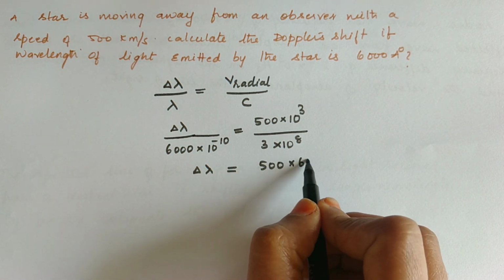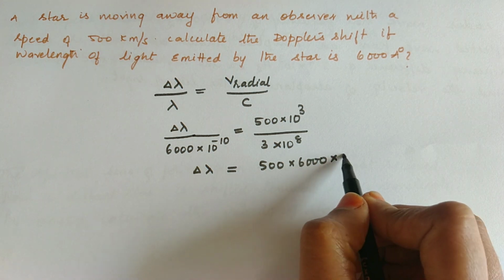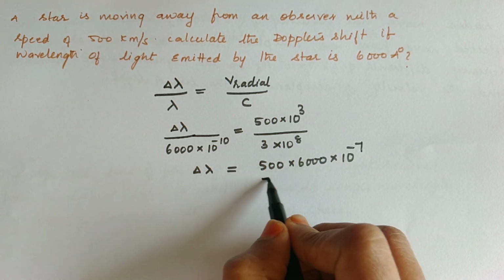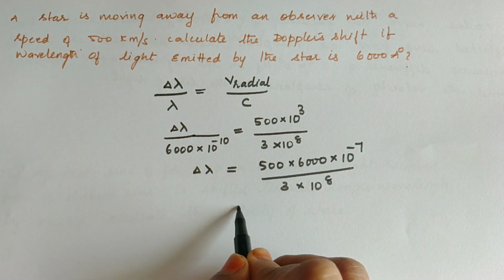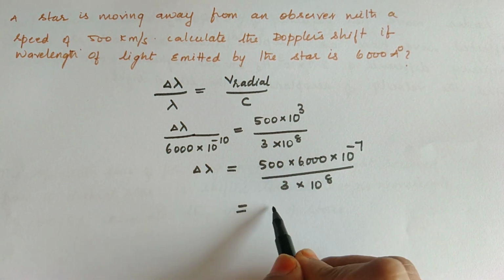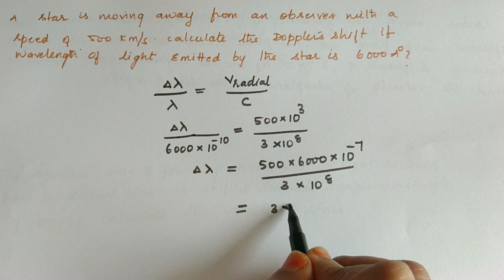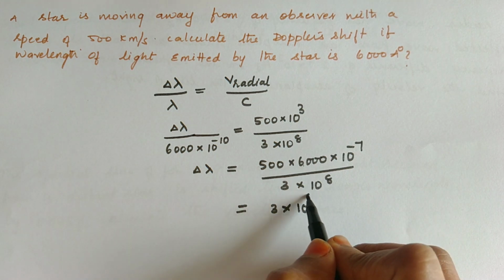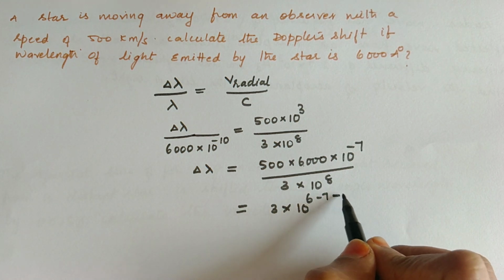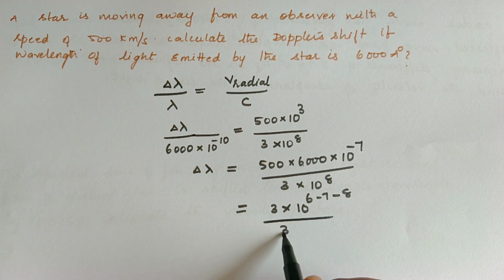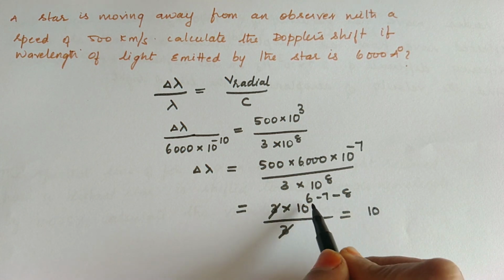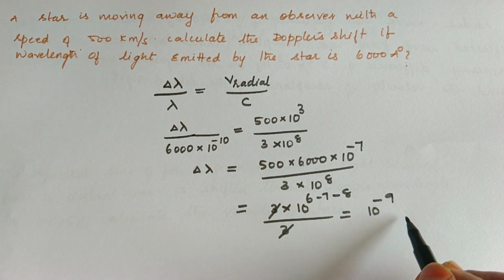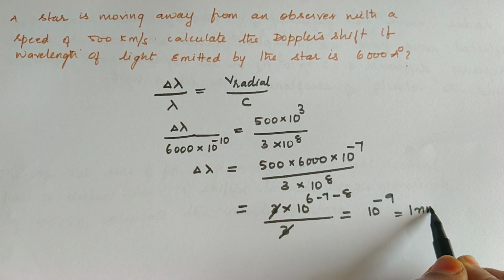500 into 6000, 10 to the power minus 7, by 3 into 10 to the power 8. Simplified, 6 5s 30. Okay, so on simplification, you will get this value as 10 to the power minus 9, which is 1 nanometer.